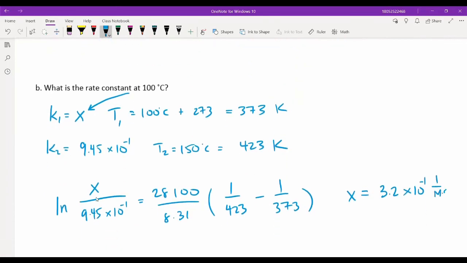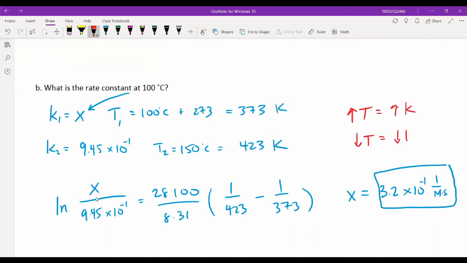It's the same order of reaction, obviously. Same units for K. One thing you can use to check your answer is what's the relationship between temperature and rate constant? Well, if temperature increases, the rate constant always increases, or if temperature decreases, the rate constant decreases. So you can oftentimes use these to see if your answer makes sense. And this does. This is a smaller K than the K at the higher temperature.